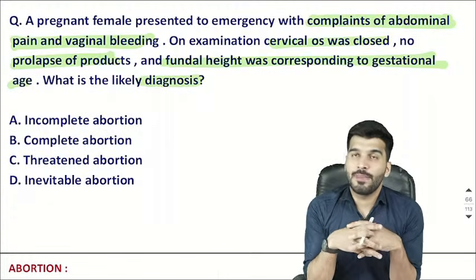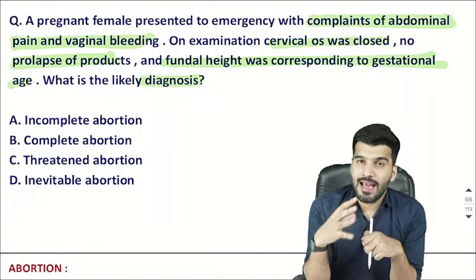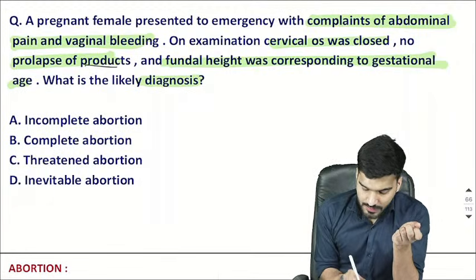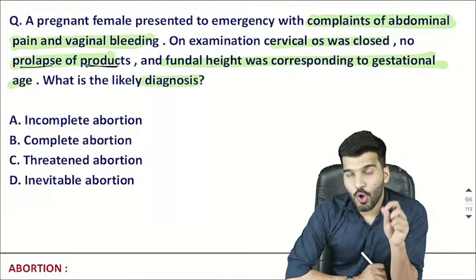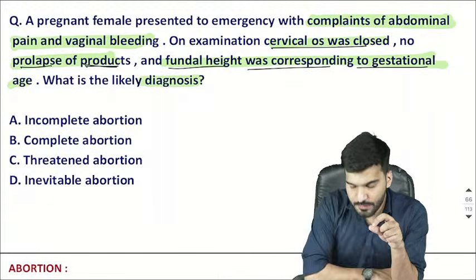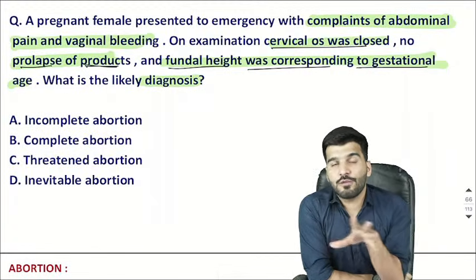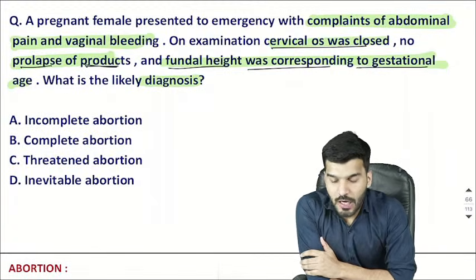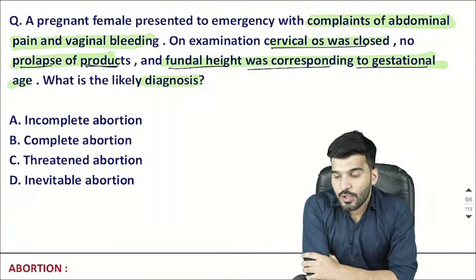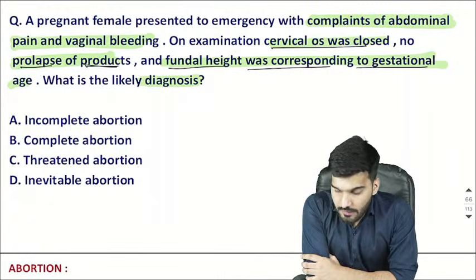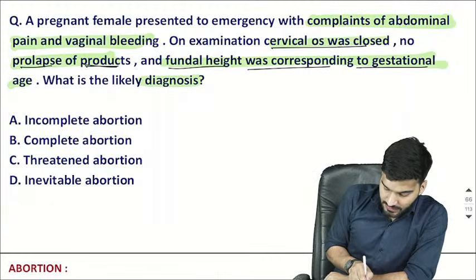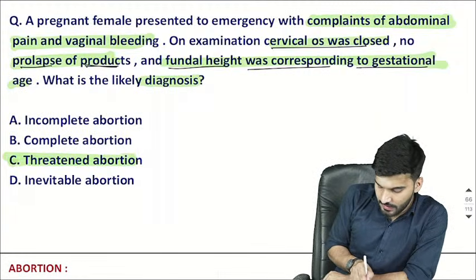Now, first of all, a lady is coming to you with pain abdomen and vaginal bleeding. There is no prolapse of the products, nothing is coming out. The os was closed on the examination, and the fundal height is corresponding to the period of gestation, or the height of the uterus is corresponding to the period of amenorrhea. So the classical hints that have been given in this question, which type of abortion is it? Write in the chat box. Very good. Yes, right, it is going to be a threatened abortion.